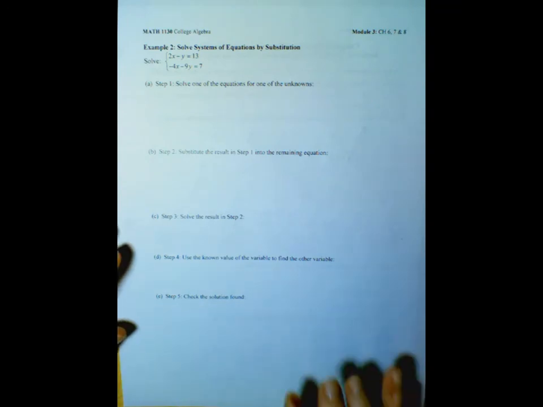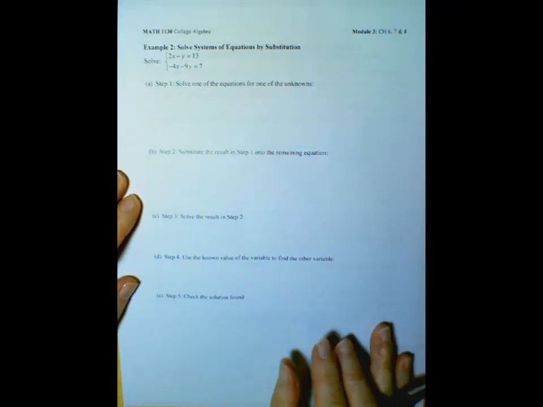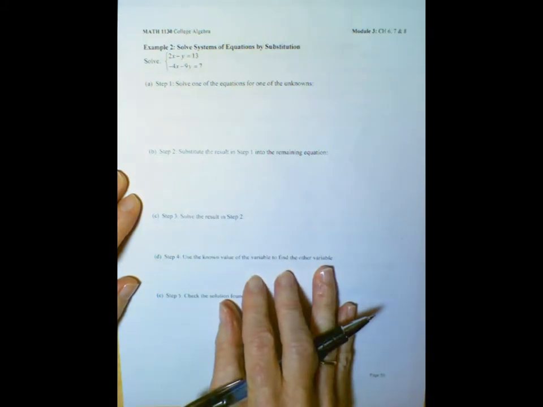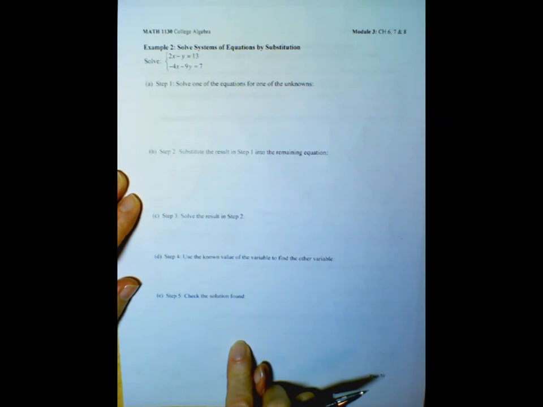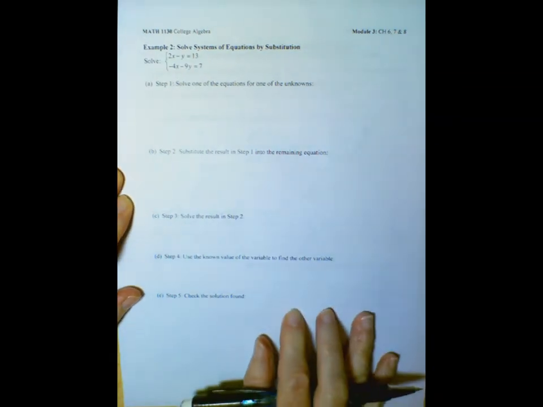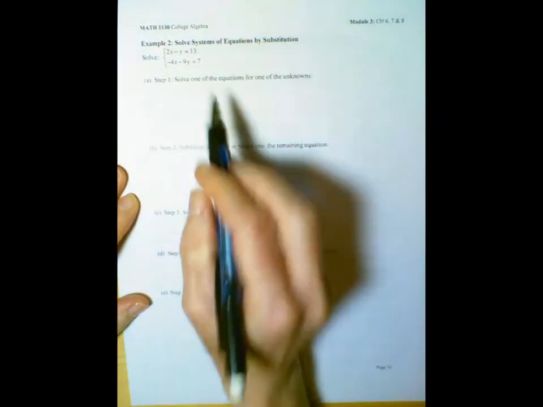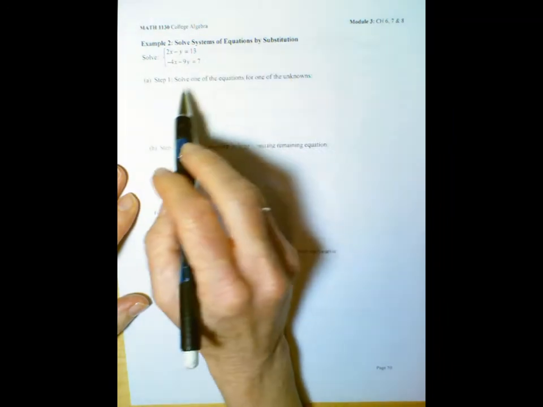Okay, this is 8.1, Systems of Equations, and we're on example 2. We're given a system here, and we're asked to solve by substitution. So these steps are going to take us through that process so we can learn that if we don't already know it. All right, so to solve by substitution, here's the idea.